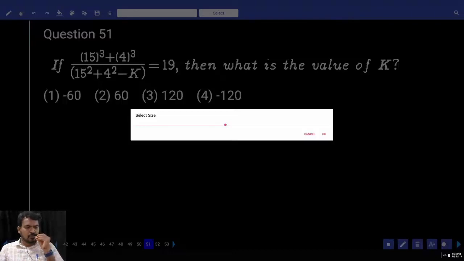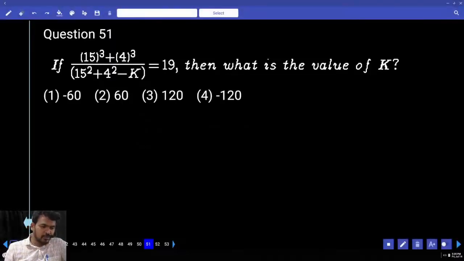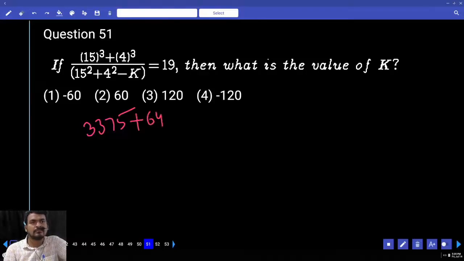(15 cube + 4 cube) divided by (15 square + 4 square − k) equals 19. What is the value of k here? What is the 15 cube value? 3375. What is the 4 cube value? 64. Both are added.